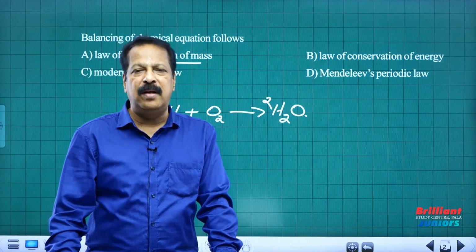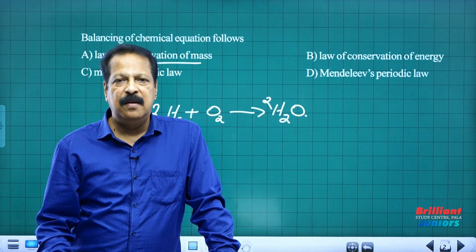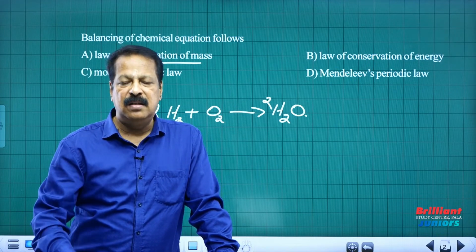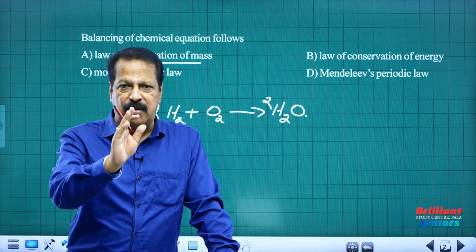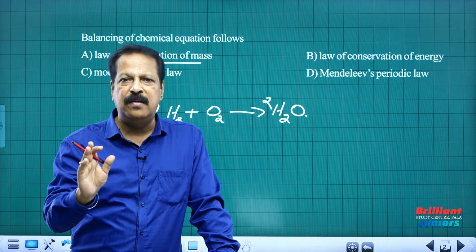The modern periodic law was given by Henry Moseley, and he stated that the properties of elements are a periodic function of atomic number. Atomic number can be taken as the primary standard. As the atomic number of the element changes, the property of the element also changes. That is the modern periodic law.